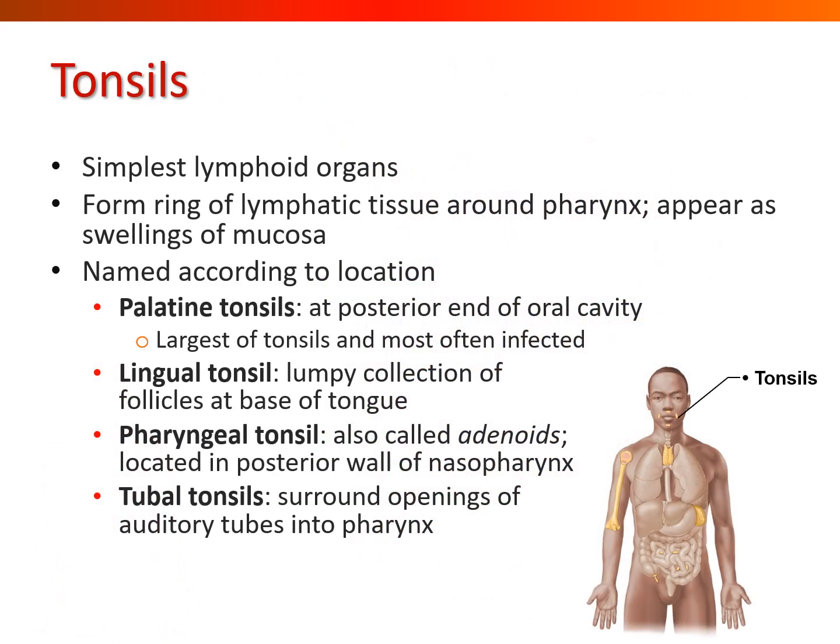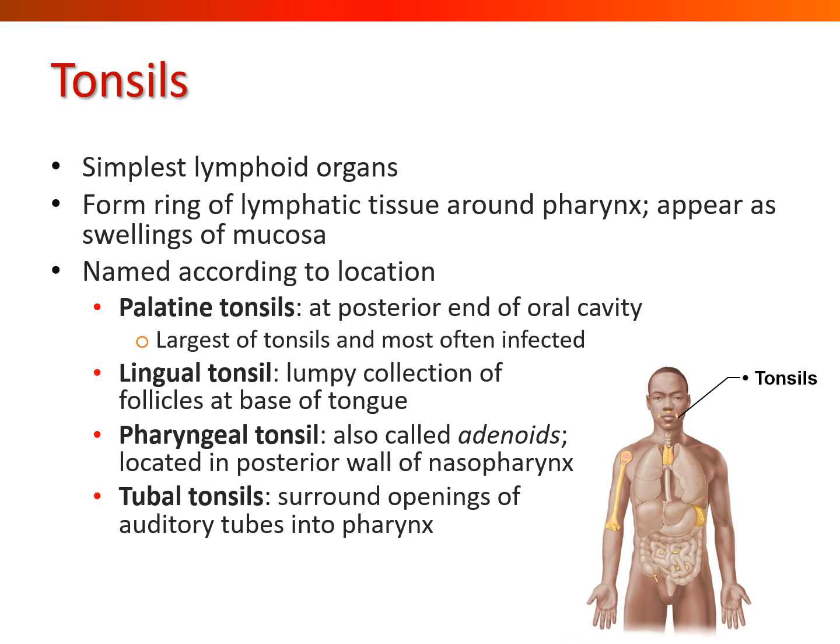Now, the tonsils are going to be the simplest of the lymphoid organs. They form a ring around the nasopharynx and the oropharynx, pretty much anywhere where we can bring something into the body. The reason we want them there is so that they can do surveillance and response to any sort of pathogen that we might be inhaling or eating or drinking.